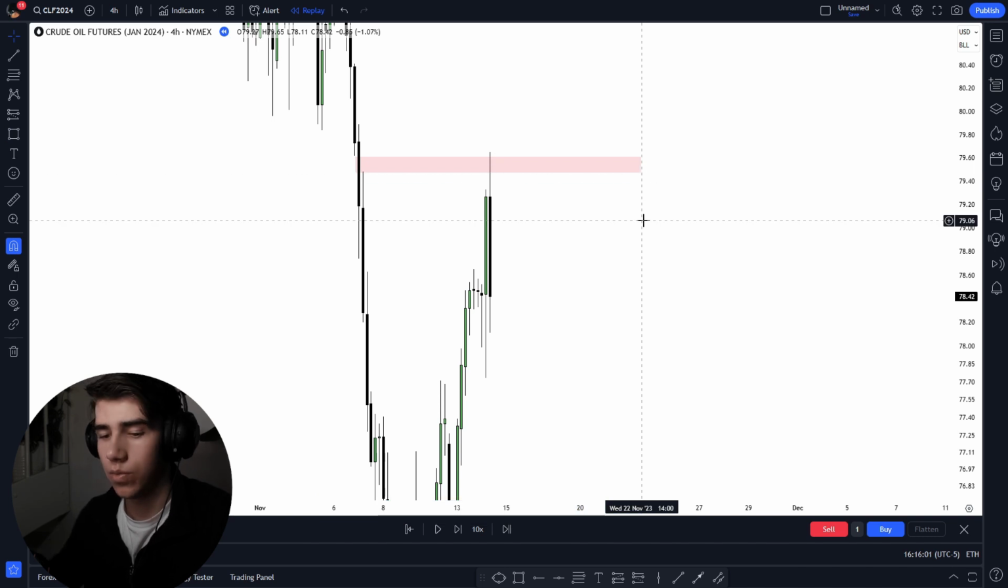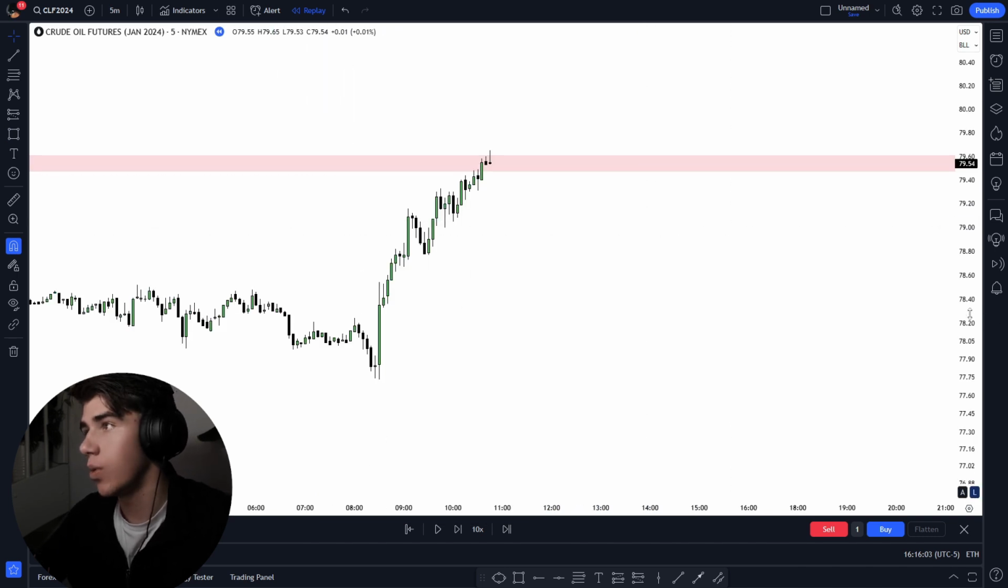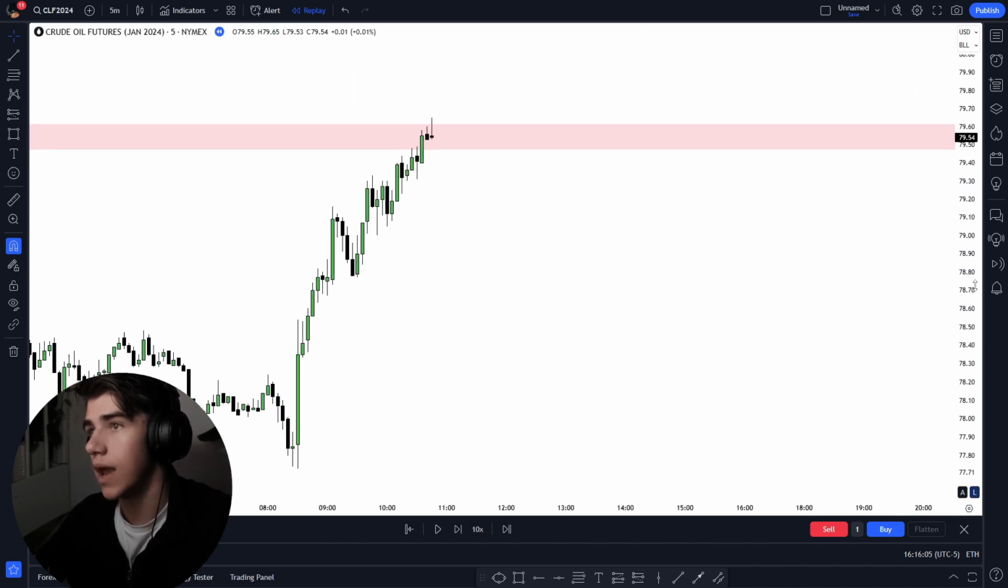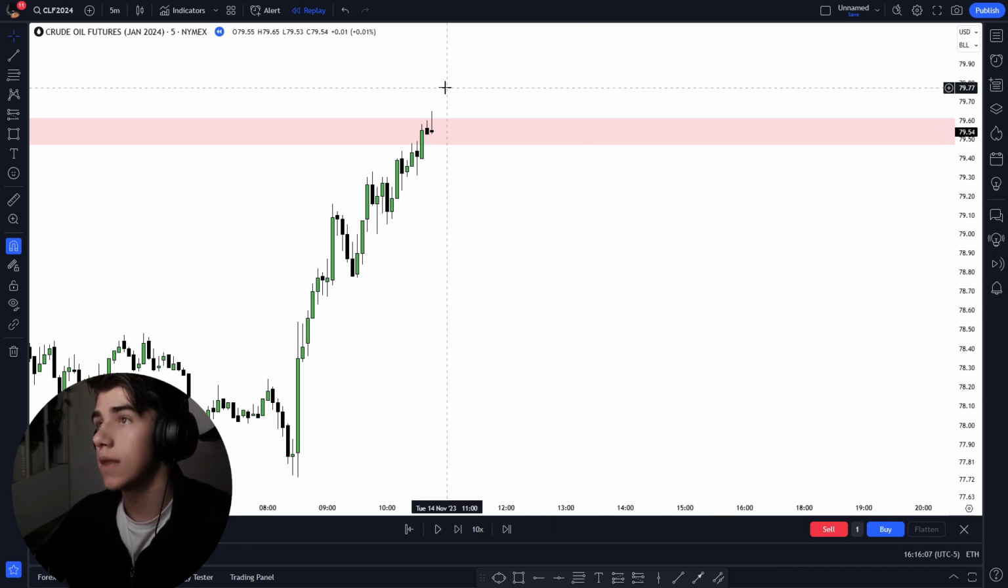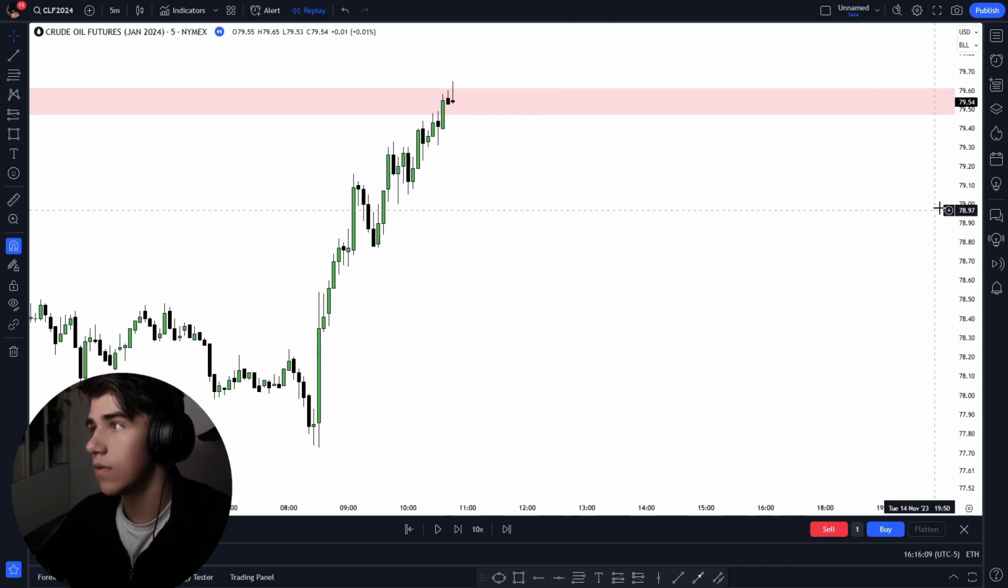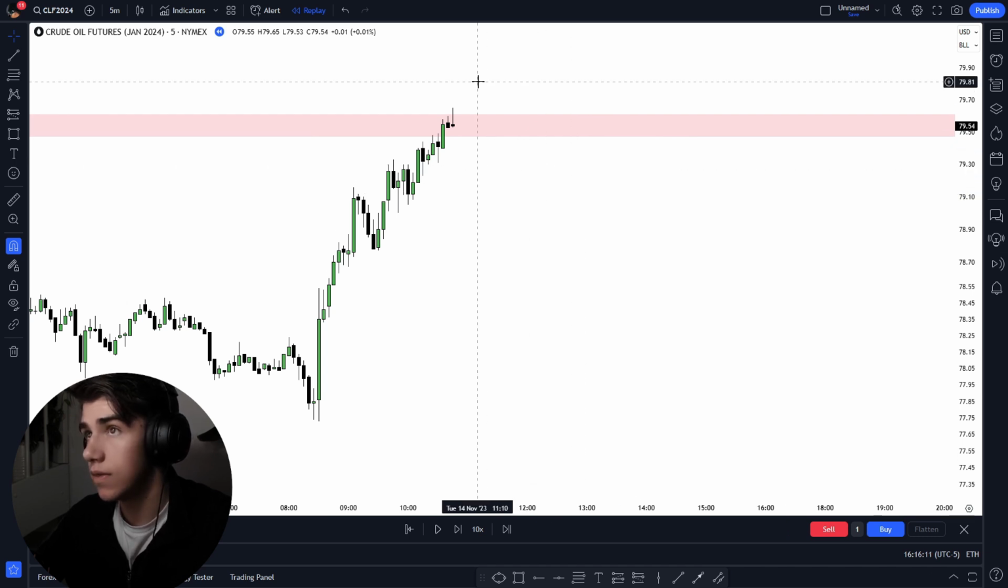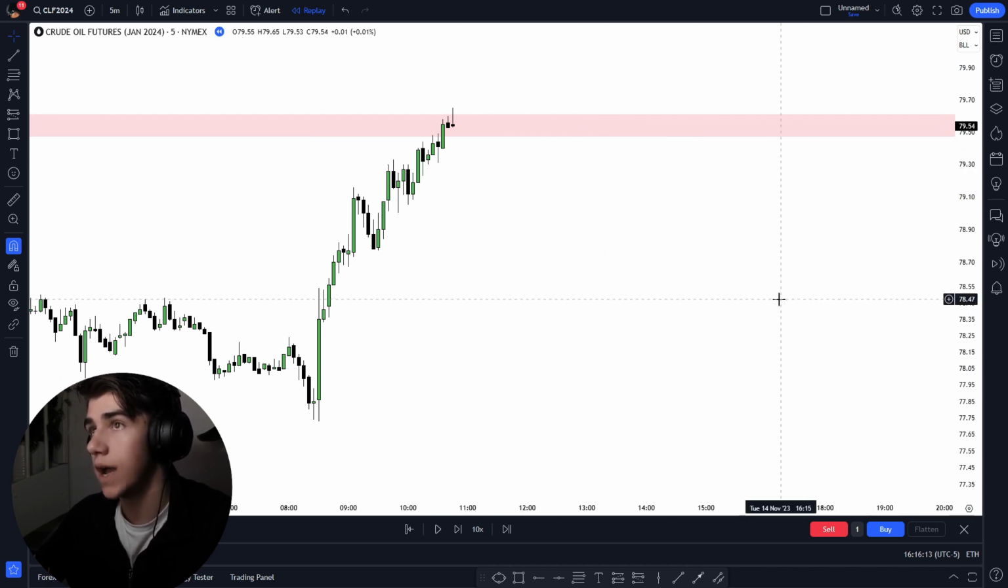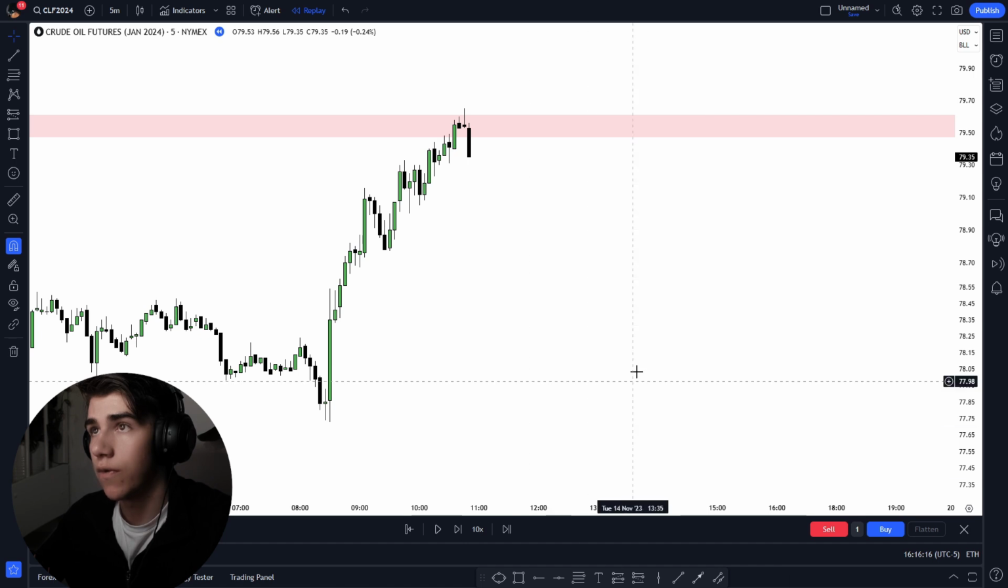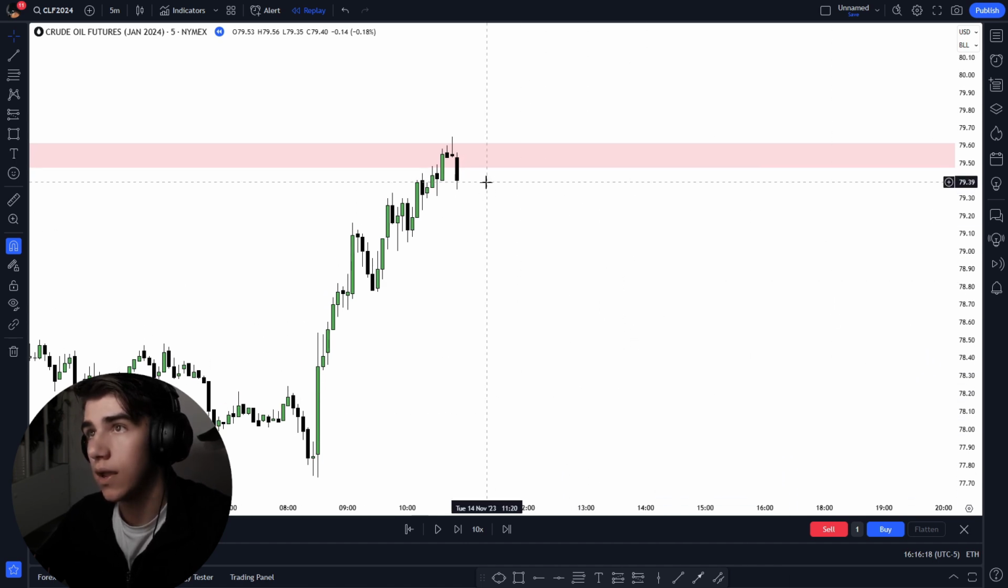So what do we do? We jump back to the 5-minute, and then we wait for something to tell us that we're now going from a buy program into a sell program. And remember, doing the market maker sell model, the sell side curve is where you want to find your entry, right? So for me, this is exactly what I need right here.